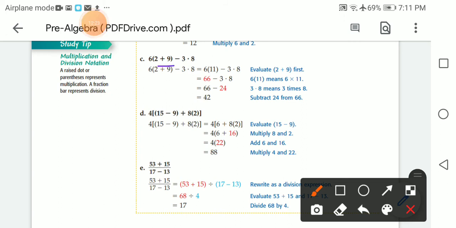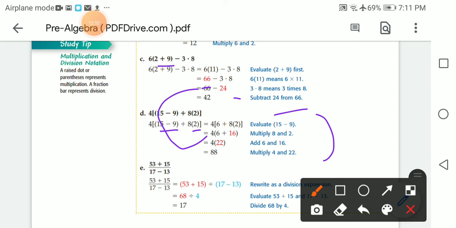Okay, 6 times 11, 66, and I have here 3 times 8, 24. Then the subtraction comes. It's easy now. Okay, so I have here another example. Here I have 4 parentheses, as you see, a big one. I have 15 minus 9 plus 8 times 2. So evaluate 15 minus 9 first, and multiply 8 times 2, all inside the parentheses.